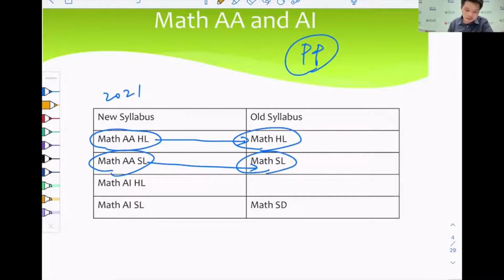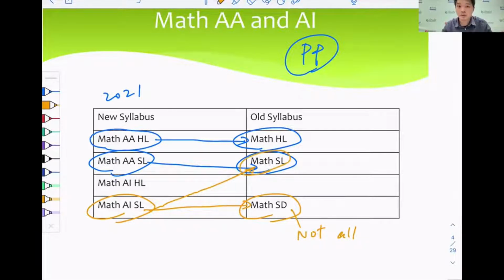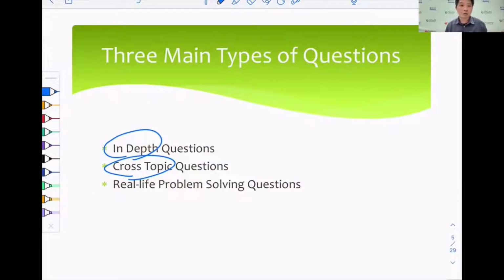Now, AI is a little bit tricky to study. If you're going to find past papers for AI, you can find old past papers from Math Studies, but not all. So if you are going to start your AI practice, you do the old Math Studies past papers, plus you need to do some of the Math SL. That is why all the AI students say, it is not easy for me to find enough past papers, because they are split into two parts, inside Math SL and Math Studies.